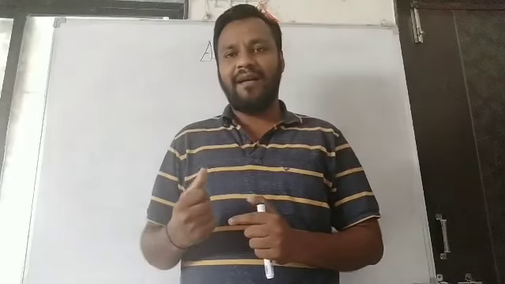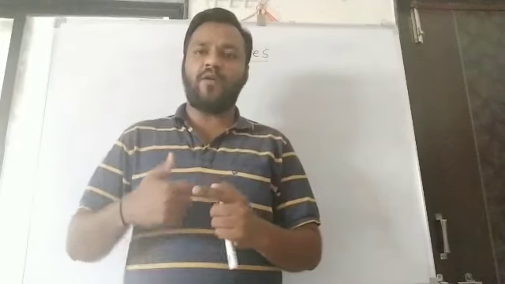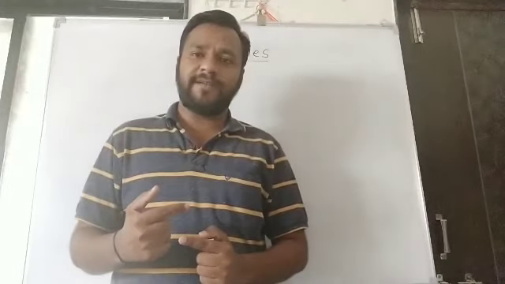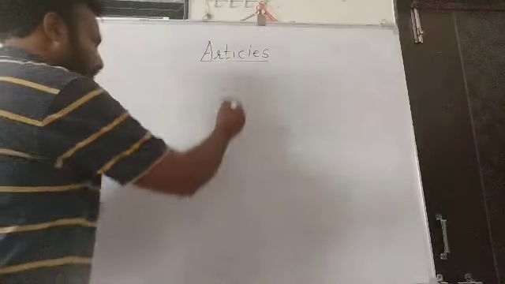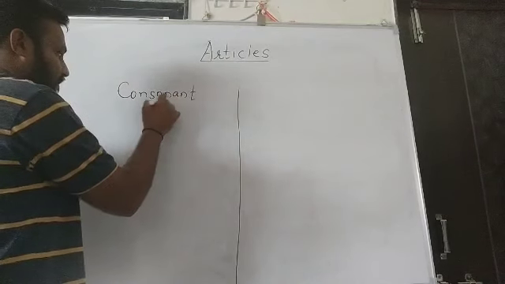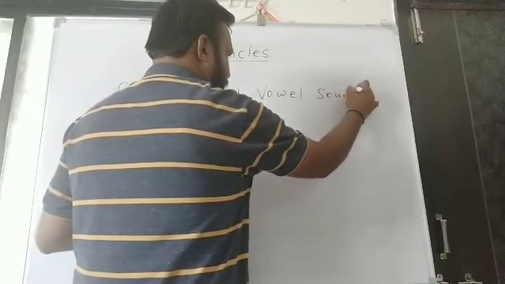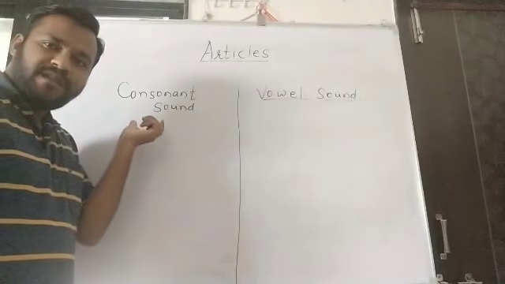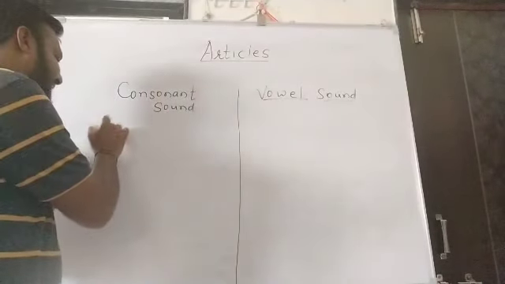But in last session, I had already explained sounds, how to identify consonant sound and how to identify vowel sound. Once again, I will revise it for you. If you have missed that session, let us start then. See friends, whenever we find that a noun starts with a consonant sound, that time we have to use article a.